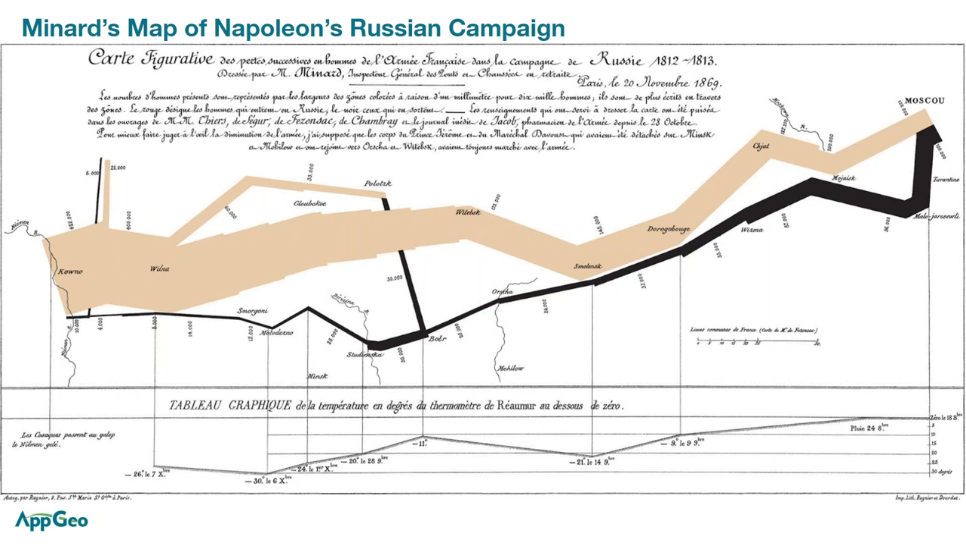The width of the path shows the size of the army at each place along the way. You can see how it gets thinner and thinner as troops continue to die or desert, given the dire circumstances: freezing weather, extreme lack of food, getting picked off by Russian peasants and Cossacks. And the path of the retreat is linked graphically to the temperature scale and dates at the bottom of the map, an amazing example of multivariate data representation.